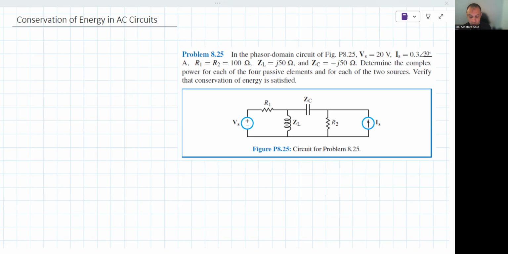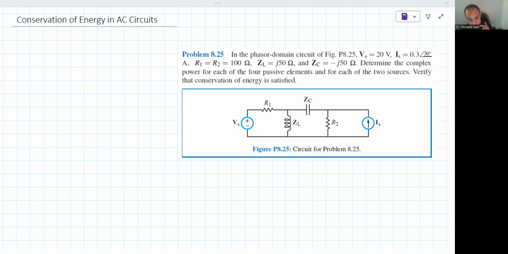So we need to show how this law of conservation of energy is happening in AC circuits, and the best way to do that, as usual, is using an example. I chose this example because it's very similar to the examples in your homework. This example is problem B 825. Your homework is 822, just three blocks away, but it's very similar. So let's see how to do that.